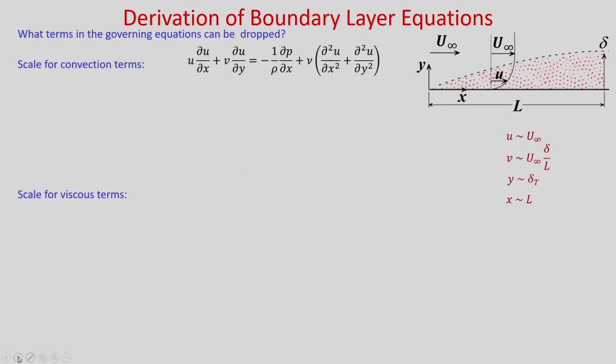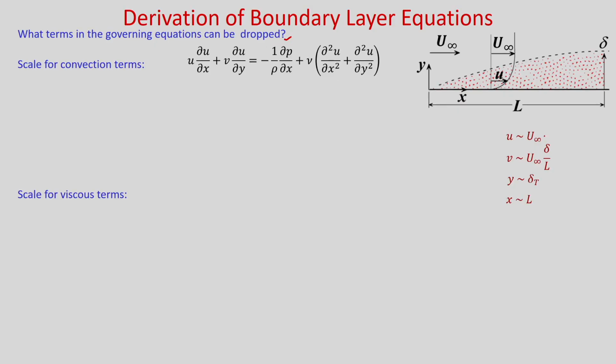Now, let us answer this question: what terms in the governing equations can be dropped? We have already assigned the scales and found the scale for velocity v. So, this is the u scale, this is the v scale, this is the y scale, delta, and this is the x scale, L. Now, let us consider the convection terms, u del u by del x plus v del u by del y. The first term is u del u by del x.